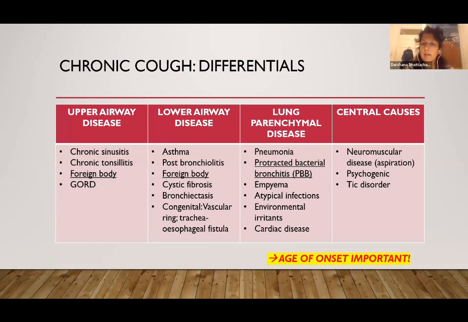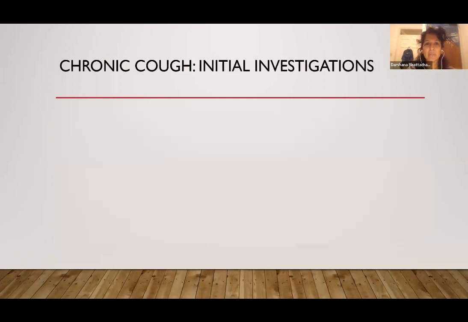And then I've underlined protracted bacterial bronchitis, and that's essentially a long-term chronic bacterial infection that can commonly present in children as well. So I'll give you a minute just to browse that table. Again, I'm afraid I won't have the time to go into every single cause.